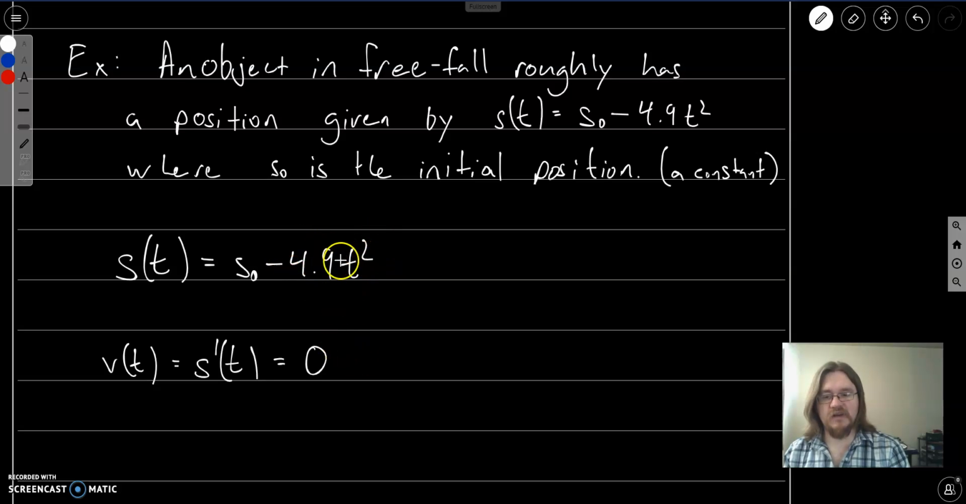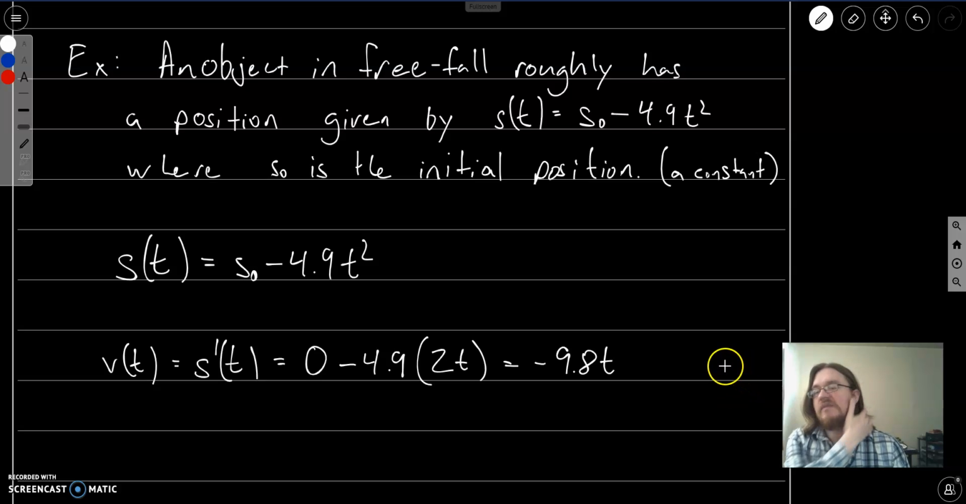If I have a constant times a function, the constant hangs around, but then the derivative of t squared is going to be 2t. So negative 4.9 times 2 is going to be negative 9.8 times t.